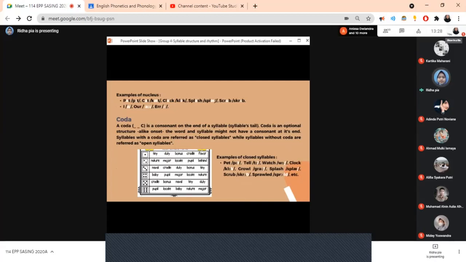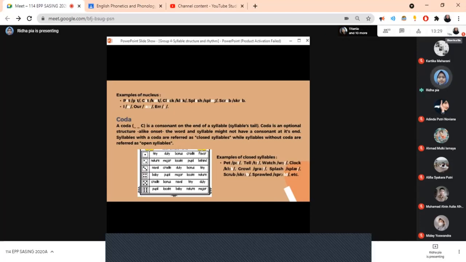And then the last structure is coda. A coda is a consonant at the end of a syllable, or the syllable's tail. Coda is an optional structure, like onset, and a syllable might not have a consonant at its end. Syllables with a coda are referred to as closed syllables, while syllables without a coda are referred to as open syllables.